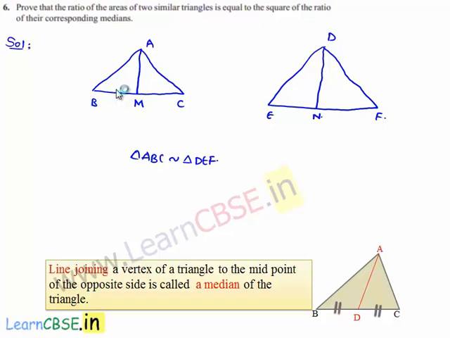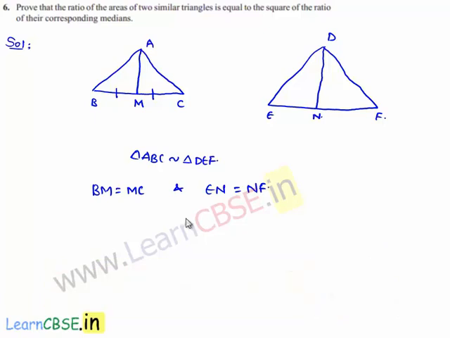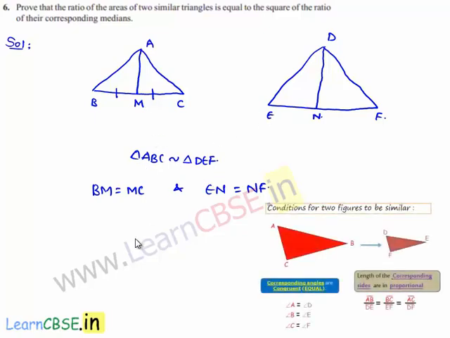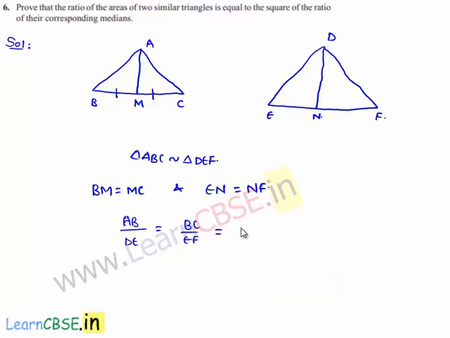Then in triangle ABC, BM is equal to MC, and in triangle DEF, EN is equal to NF. Now, as we know that triangle ABC is similar to triangle DEF, then the sides will be in proportion. Therefore, we can write AB by DE is equal to BC by EF is equal to AC by DF.